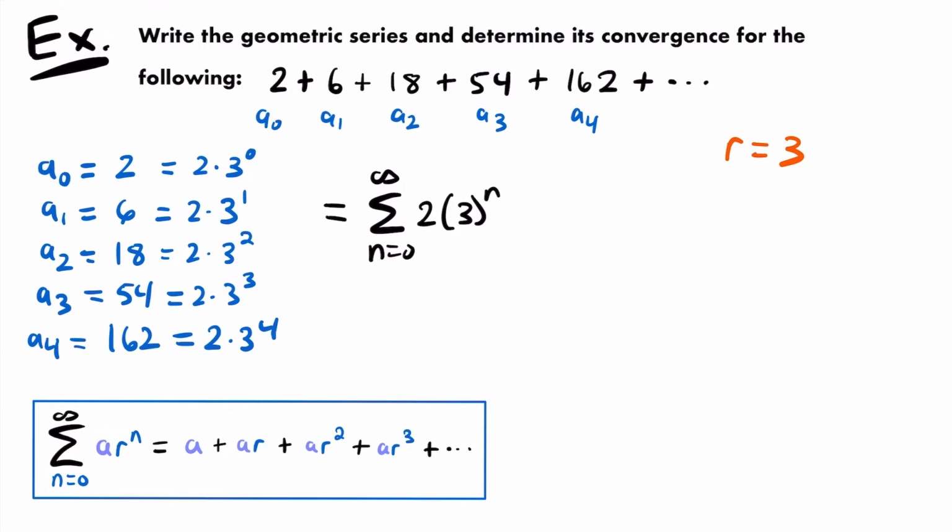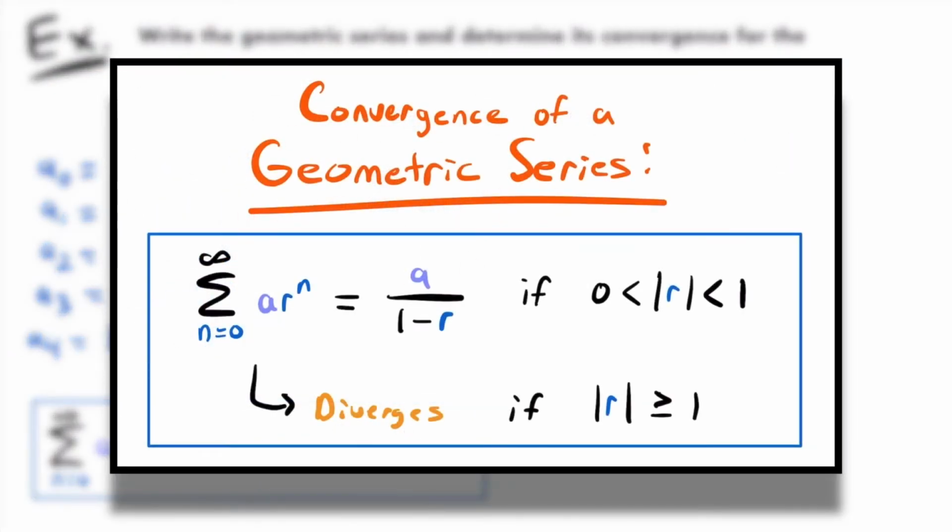And so remember, the convergence of a geometric series is based on the common ratio. If we have a geometric series, a times r, the common ratio, to the power of n, it will converge to a divided by 1 minus r if the absolute value of r is greater than 0 and less than 1. The less than 1 part is the important part to remember. But the geometric series will diverge if the absolute value of r is greater than or equal to 1.